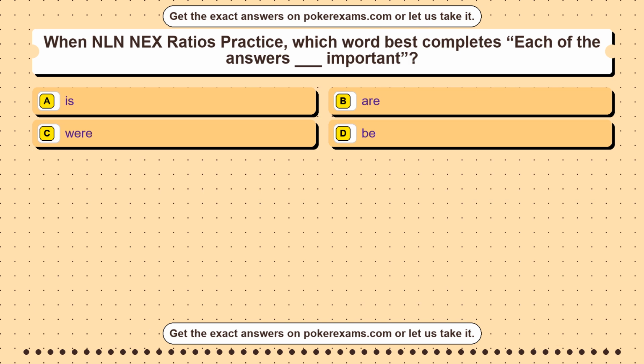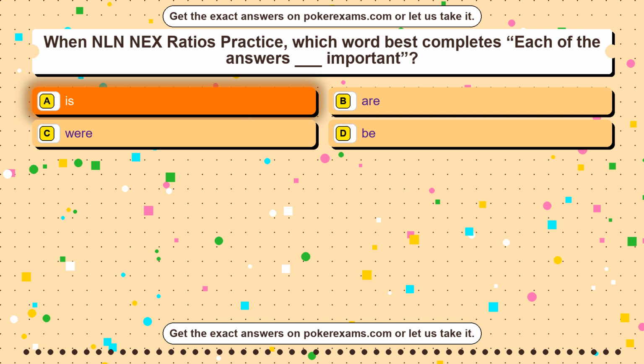Question 49. When GED Prep 2026, which sentence uses correct subject-verb agreement? Option A. The students is ready. Option B. The student are ready. Option C. The students are ready. Option D. The student be ready. The correct answer is option C.